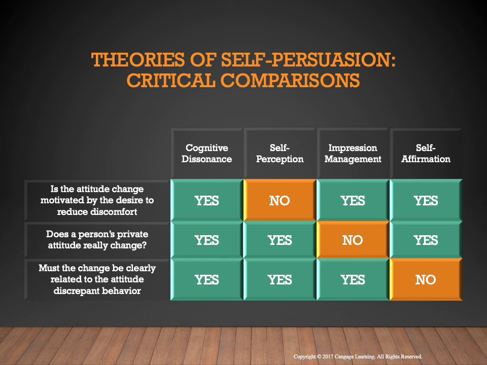To start, let's review the qualities of cognitive dissonance. In cognitive dissonance, the attitude change is motivated by the desire to reduce discomfort. In cognitive dissonance, the person's private attitude really changes. And in cognitive dissonance, the change must be clearly related to the attitude discrepant behavior.